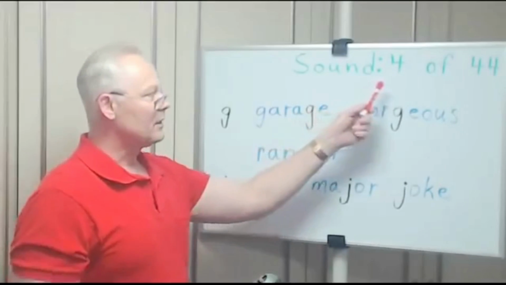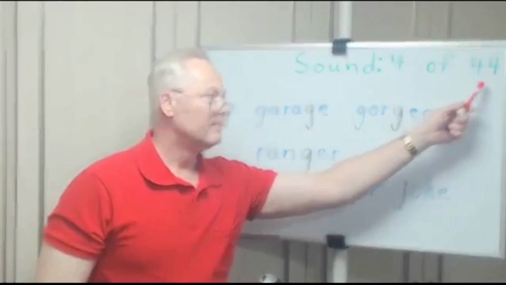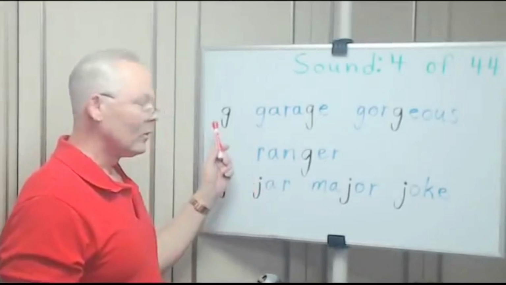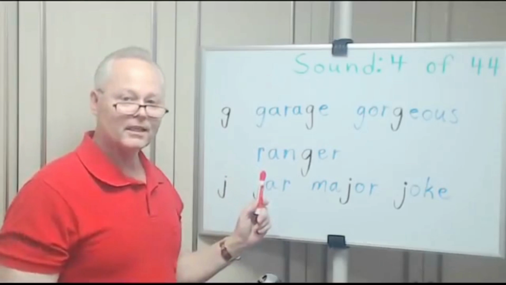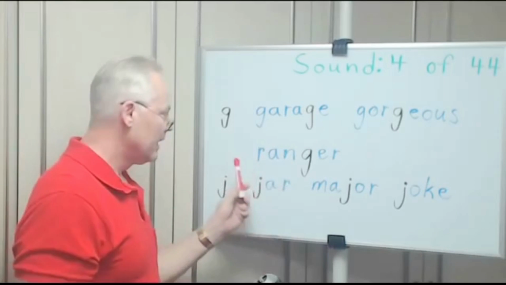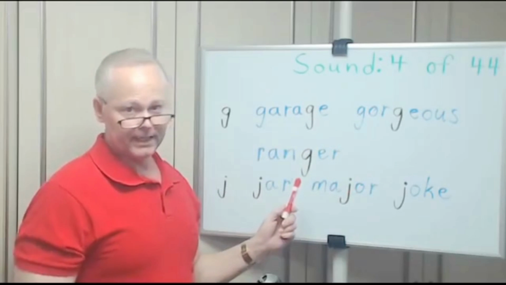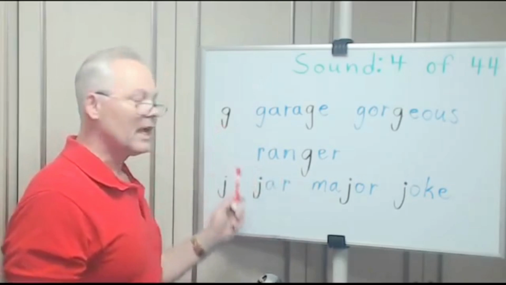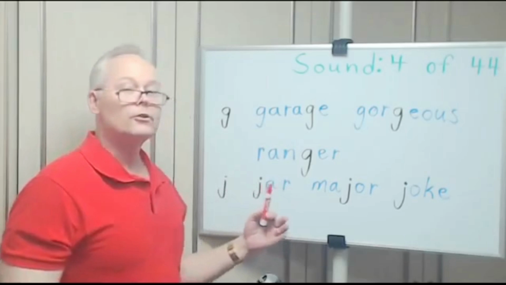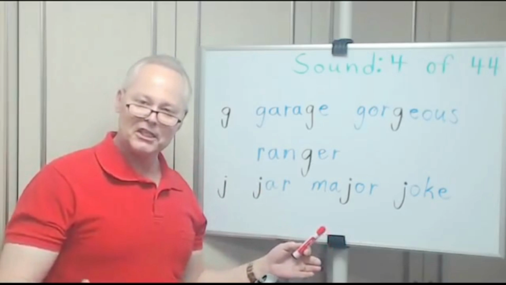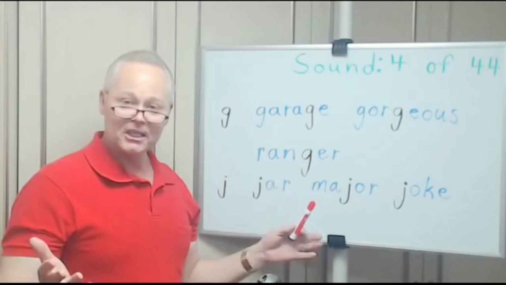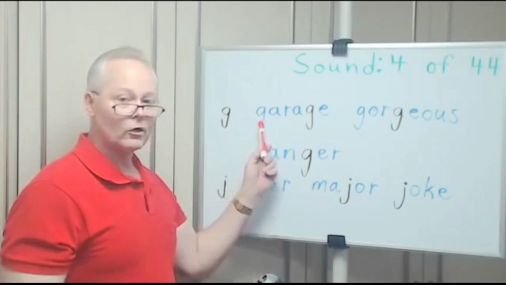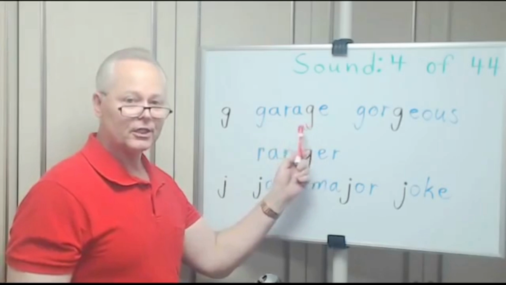Sound number 4 of the 44 sounds of American English. We're talking about two consonants here that make the same sound depending on how they're placed in a word and the surrounding letters of the word. The sound is j. The G in garage, j, garage.